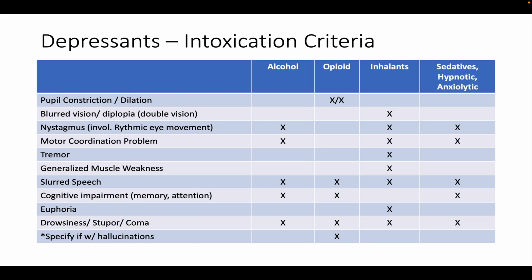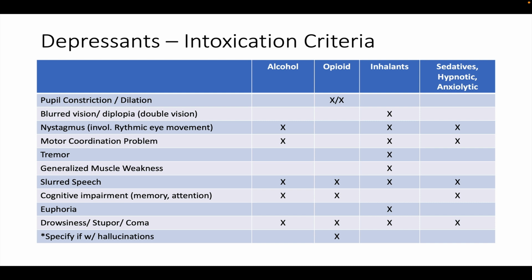Now let's take a look at depressants intoxication criteria. Again, I've listed here alcohol, opiates, inhalants, and sedatives and hypnotics. And you can see that there are different criteria listed for each of these types that show you what it's like for them to be intoxicated. Alcohol, we know, impairs your motor coordination. It can also increase slurred speech or cognitive impairment, whereas opiates can create pupil dilation, drowsiness, possibly hallucinations.